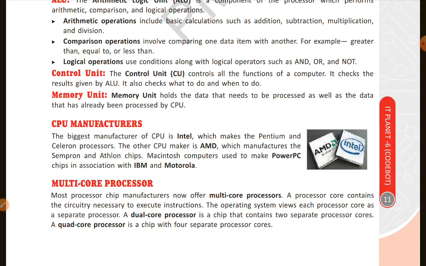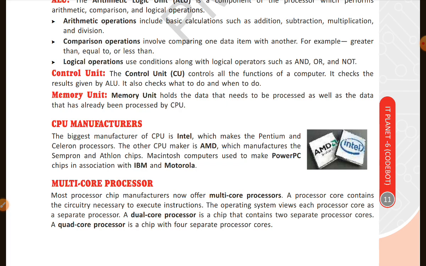Multi-core processor. Most processor chip manufacturers now offer multi-core processors. The processor core contains the circuitry necessary to execute instructions. The operating system views each processor core as a separate processor. A dual-core processor is a chip that contains two separate processor cores. A quad-core processor is a chip with four separate processor cores.